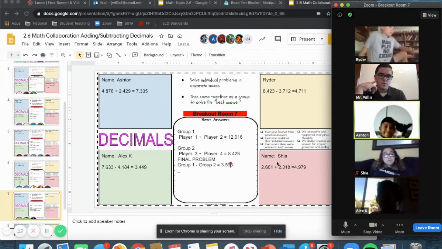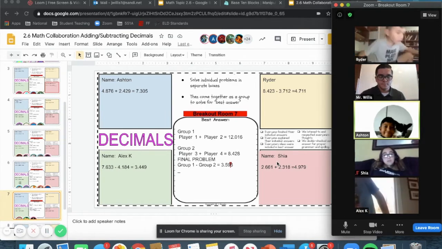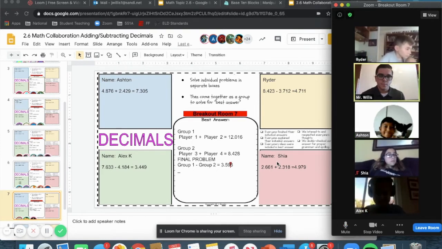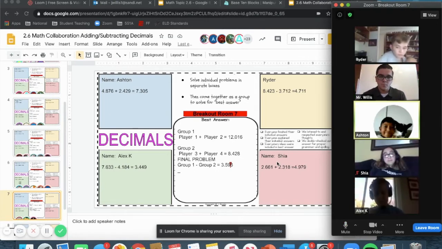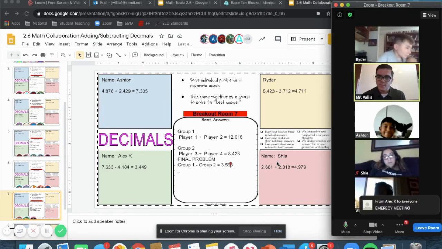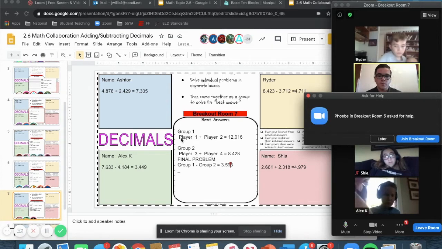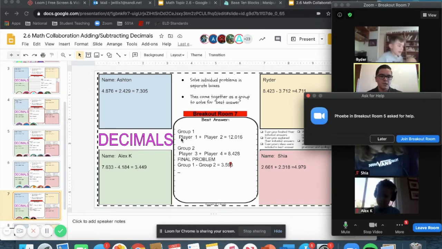Well, I don't know about what they used, but what I used is taking other numbers to make other numbers bigger, kind of like regrouping. Okay. You just added it up like normal, like on your whiteboard? No, except it says group 1 minus group 2, so it's not adding. Exactly, yeah. So just make sure you guys are keeping track of that. For the middle, where it says player 1 plus player 2 equals your answer, put the whole equation. So Ashton, you're going to put your answer plus Ryder's answer equals 12.016, okay?